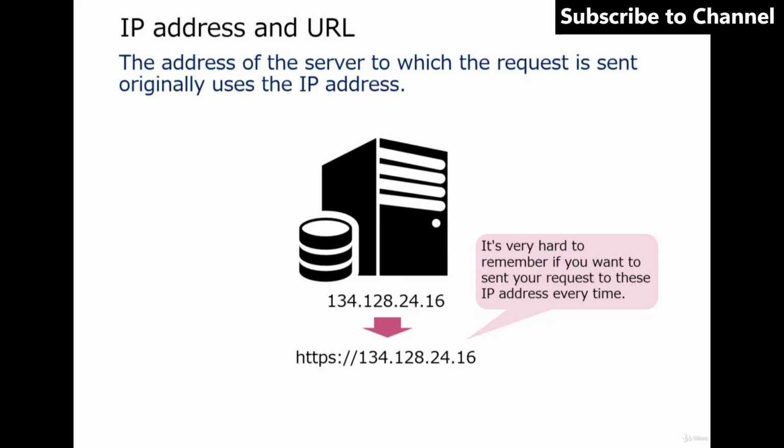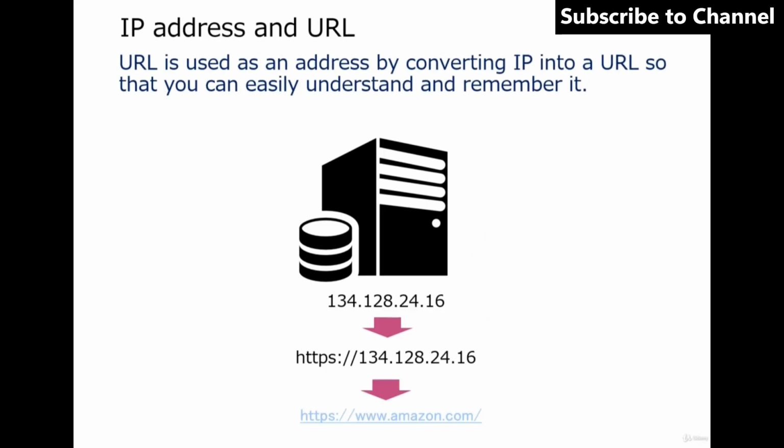However, as you can imagine, the disadvantage of an IP address is that it's very difficult to remember because it's a simple collection of numbers. That is why we use URLs today. This basically creates a message saying that this IP address can be found at this URL.